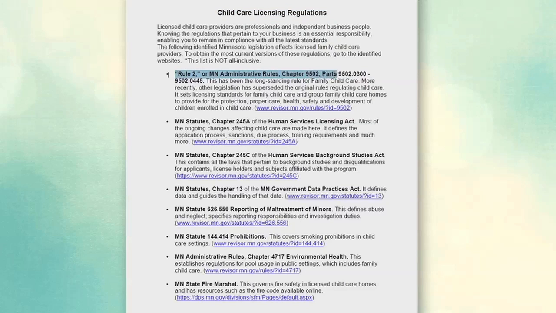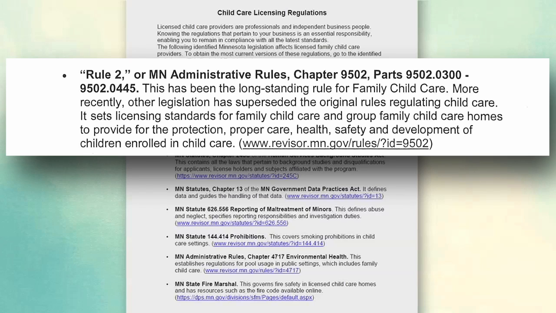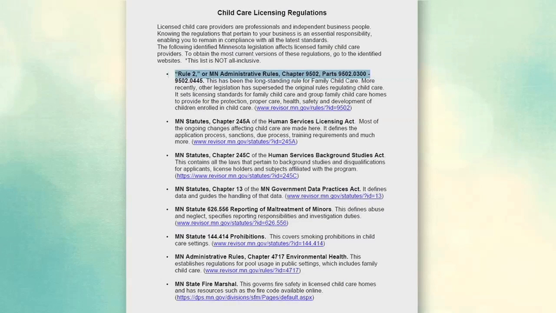Rule 2 is what started licensed child care providers in the state of Minnesota years ago. This has been a long-standing rule for family child care. A lot of things have been moved out of the daycare rule or Rule 2 into statute, but there are still things in Rule 2 that you need to comply with, you need to follow. So you may want to print this off or put it electronic on your computer, but make sure that you're reading the rules and statutes and that you know what the requirements are.